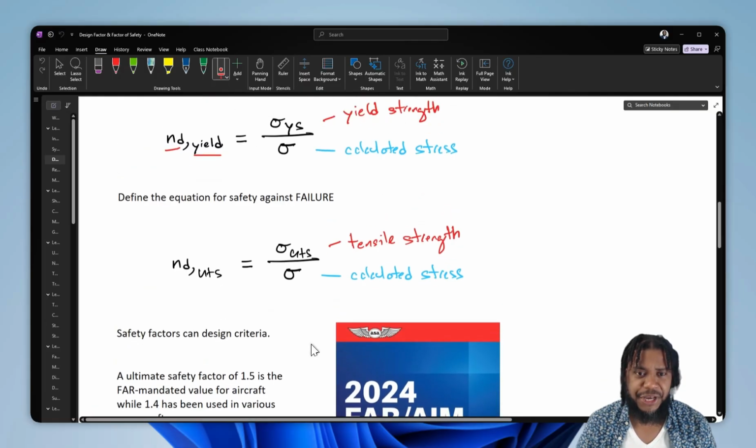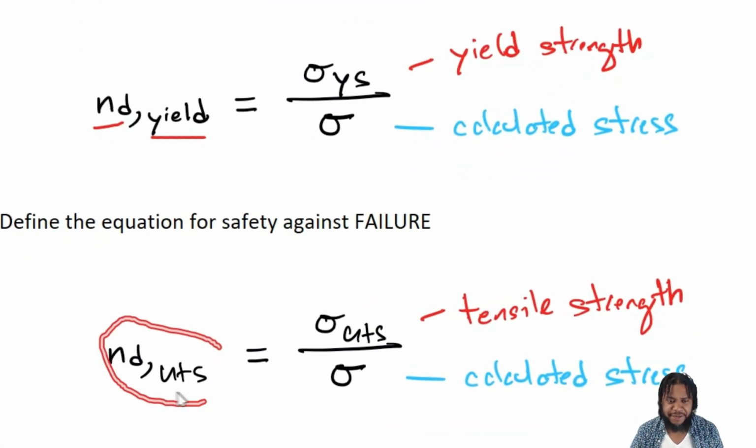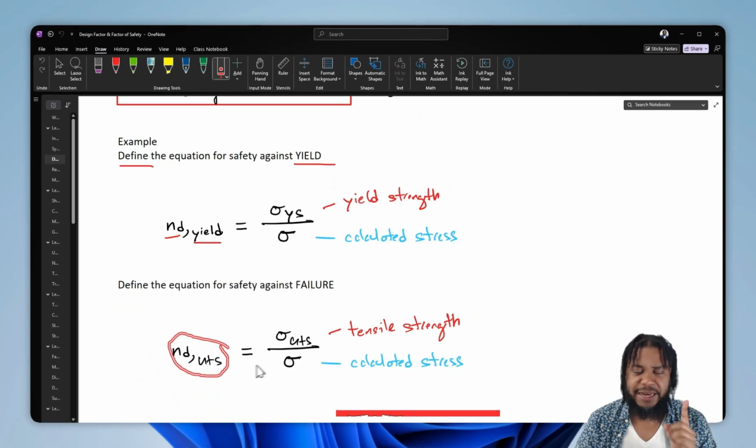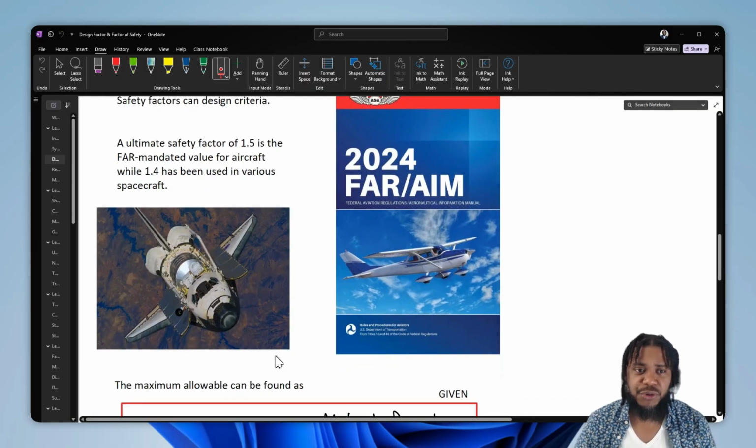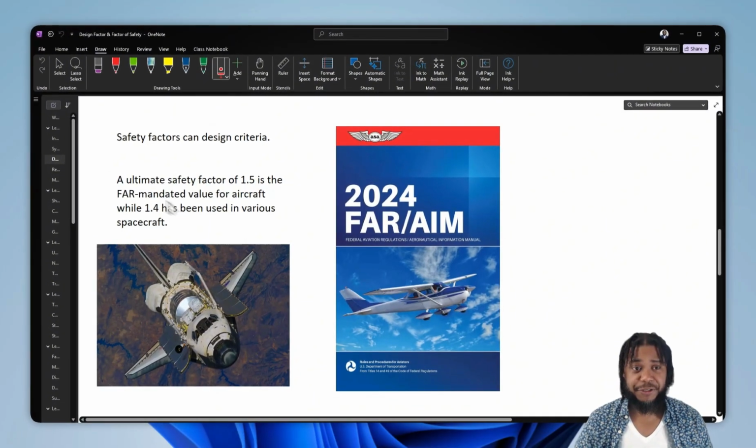Now, beyond just calculating if our design is safe and finding from our calculations what that N value is, we also can use the safety factor as an enforcement mechanism.